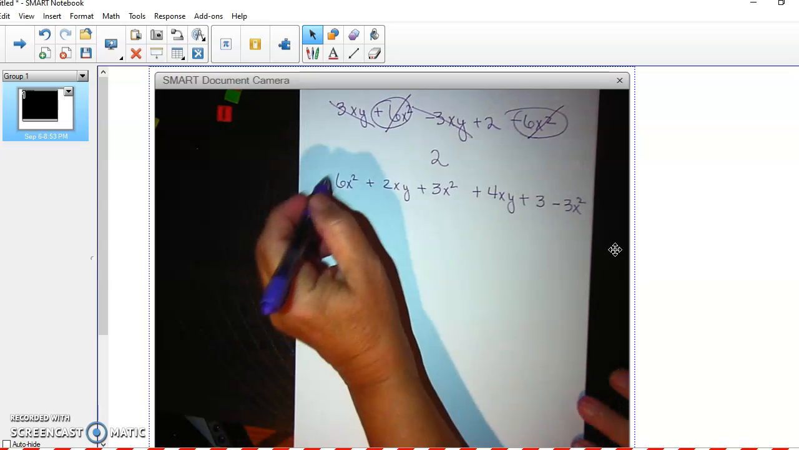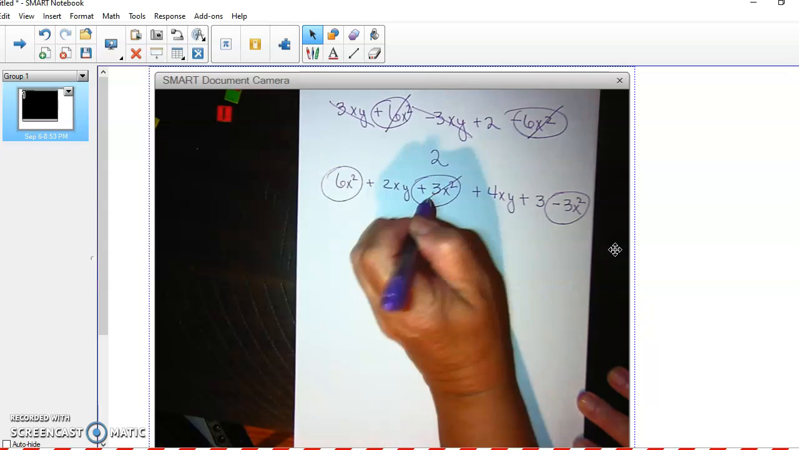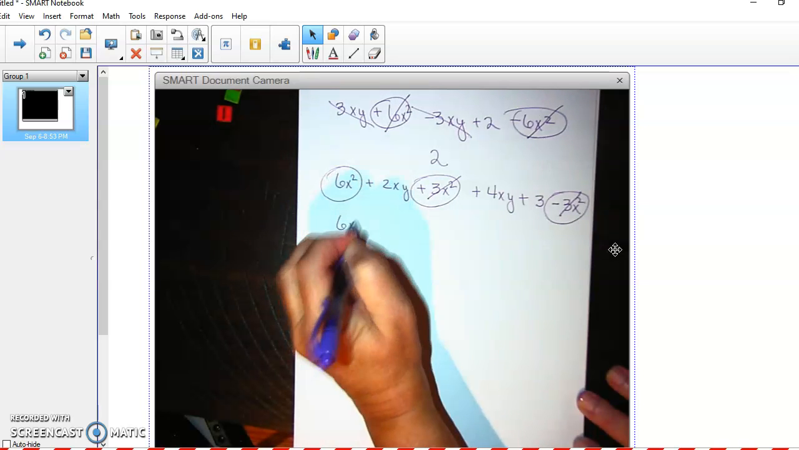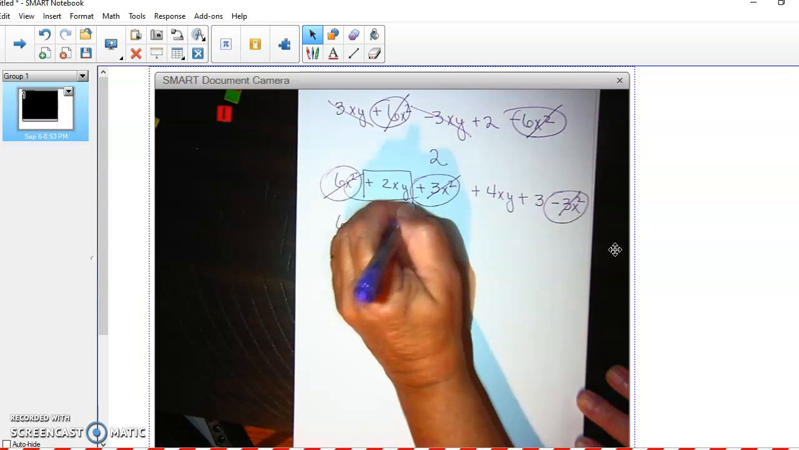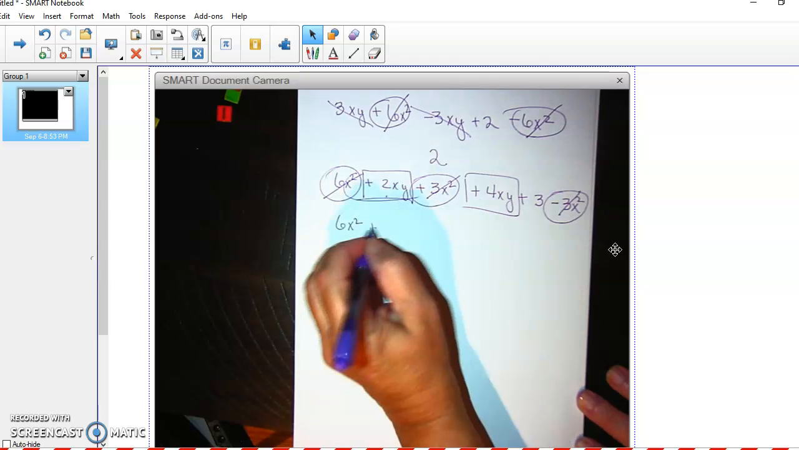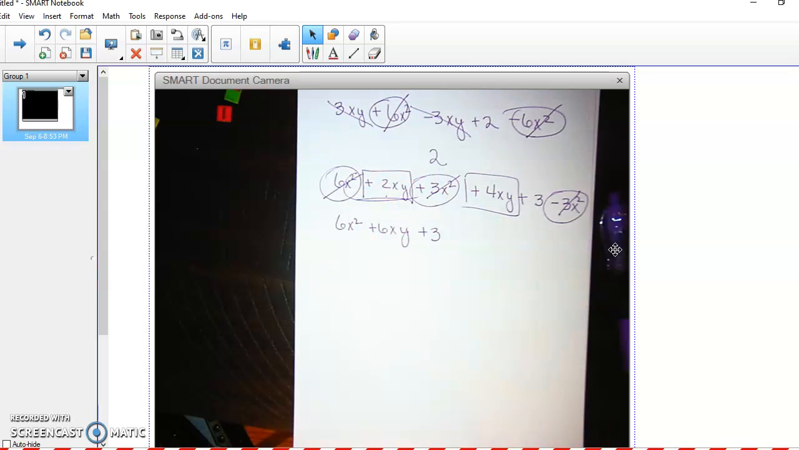Okay, so you're going to find your x squared. These two cancel each other out. You have 3 of those, and then you have 3 taken away. So now you have 6x squared. I'll do a square on these. 2 and 4 is 6xy plus 3. Okay.